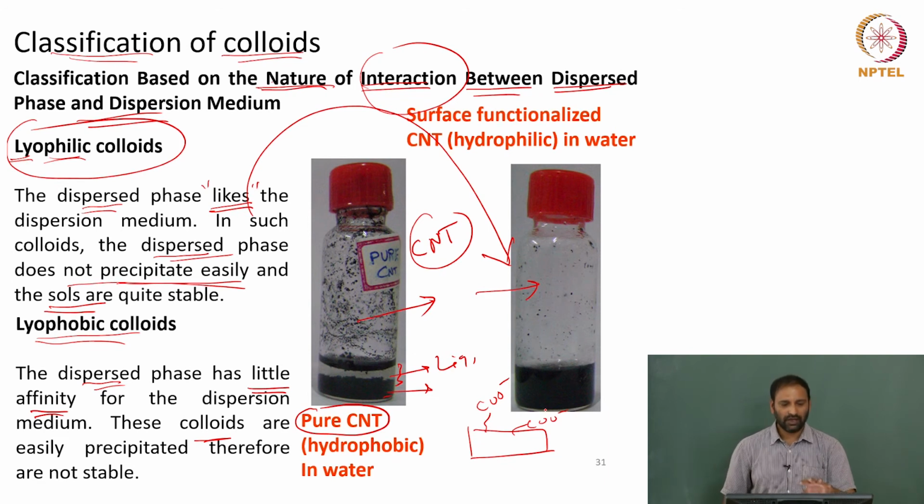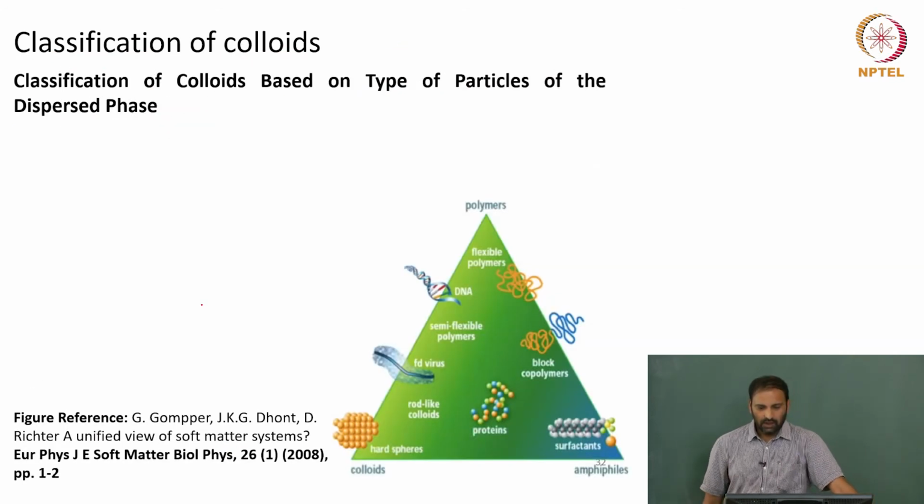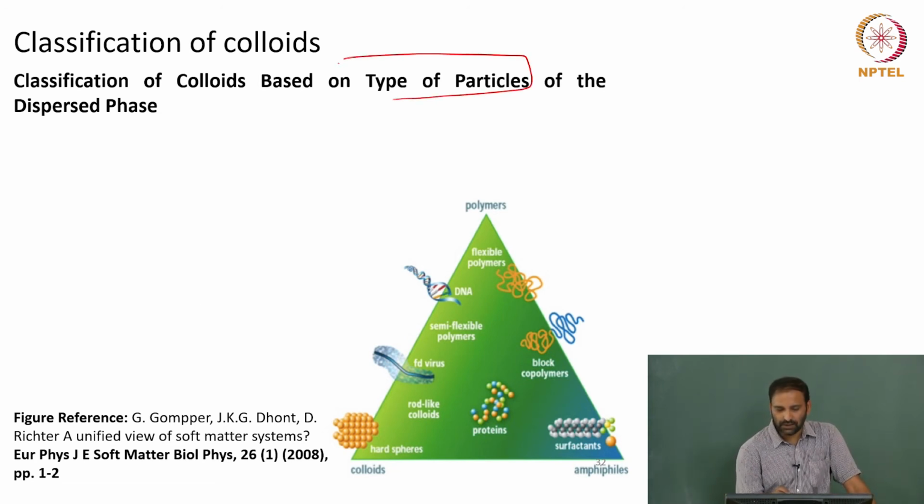So in this kind of classification, based on the nature of the interaction between the dispersed phase and the continuous phase, when I say the nature, what I mean is whether the particle likes the dispersion medium or does not like it. Depending upon that, you can classify them as lyophilic colloids and lyophobic colloids. That's one. We can also classify colloids based on the types of particles that are dispersed.